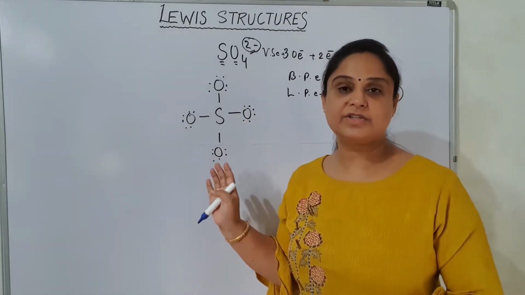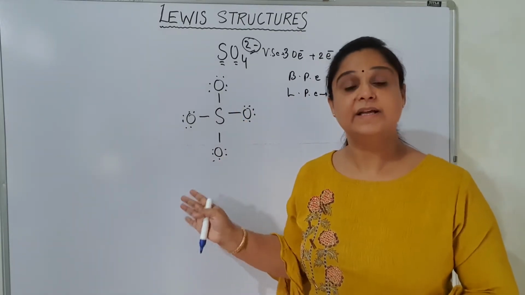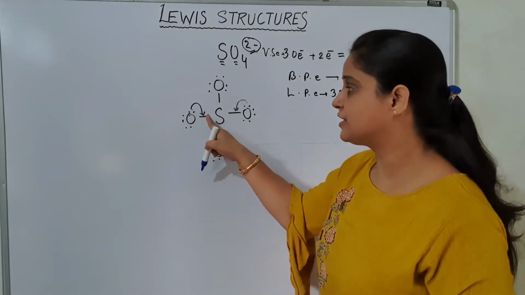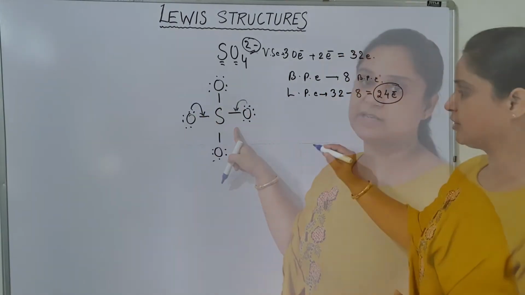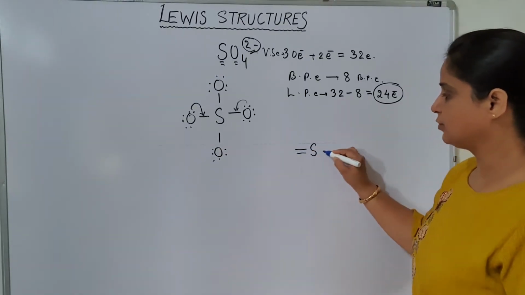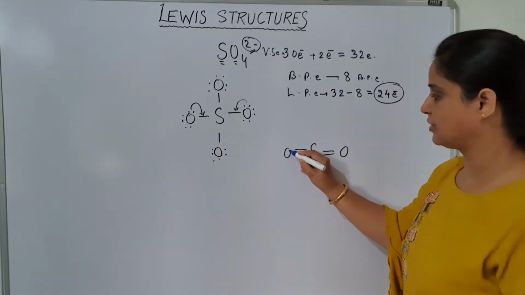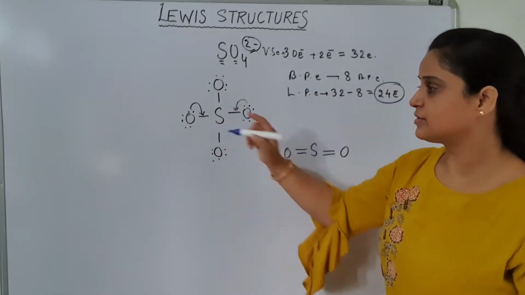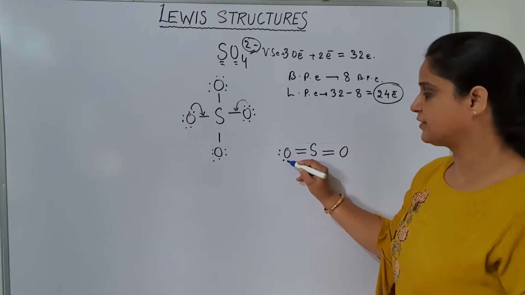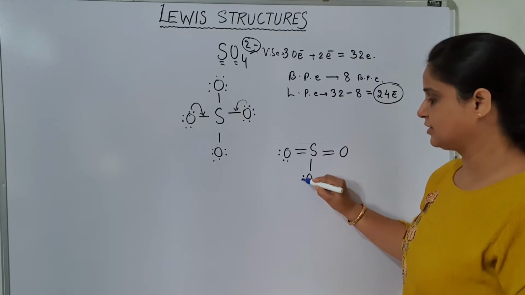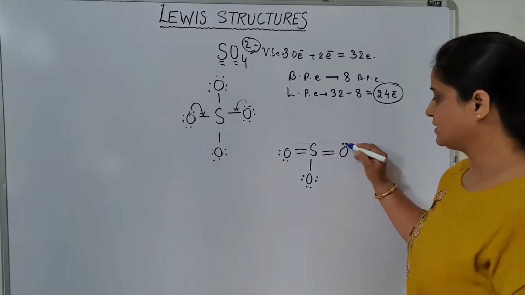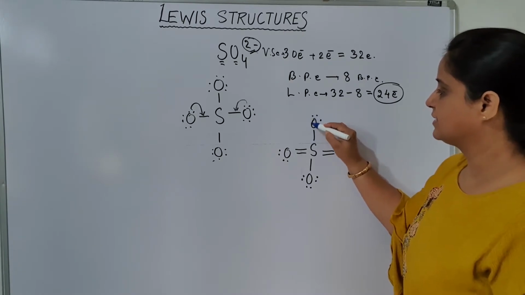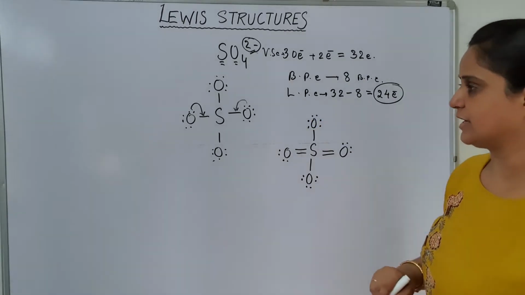But this structure is not justified by experiment. Experiment shows us that lone pairs of electrons are being shifted between this and this. What will happen then? 1 bond, 2 bond, 1 bond, 2 bond, oxygen, oxygen. Because they are shifted, there are 2 electrons, so they are left with 2 lone pairs. These are with 3 lone pairs of electrons. These are with 2 lone pairs of electrons, and this oxygen is with 3 lone pairs of electrons.